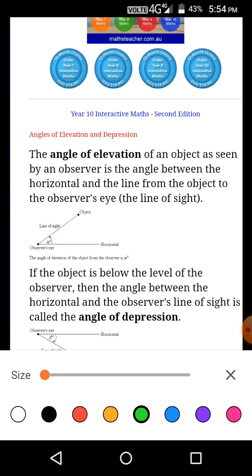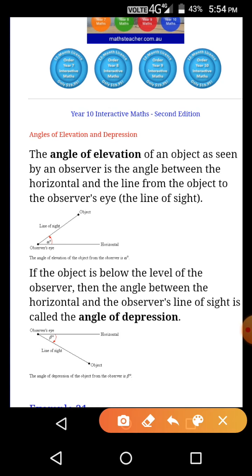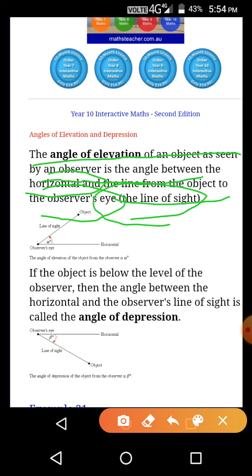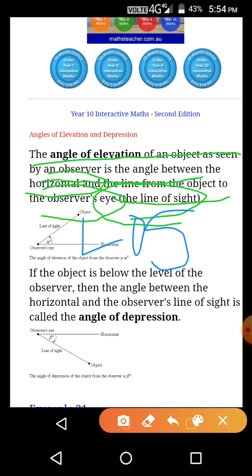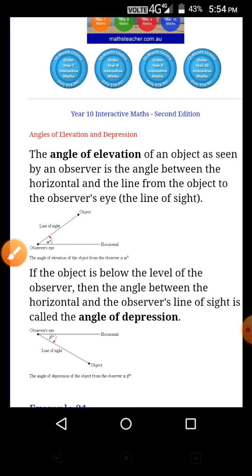The angle of elevation of an object as seen by an observer is the angle between the horizontal and the line from the object to the observer's eye. This is called line of sight. The line from the object to the observer, that is called line of sight, LOS. We'll just see what this means. Let me tell you the next one.